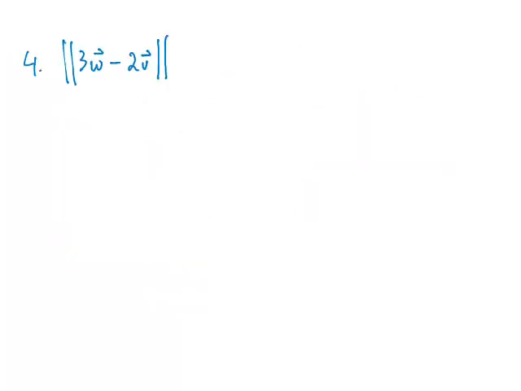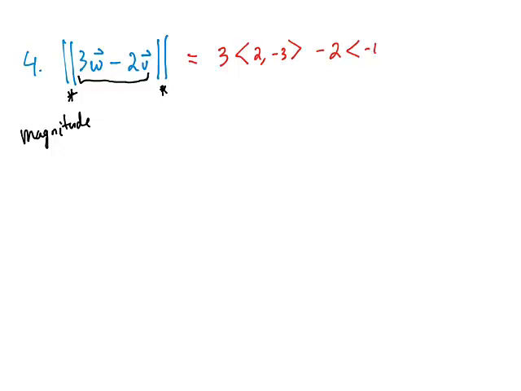And then this fourth one is slightly different. These are like two absolute value symbols. What that means is we want to find the magnitude of the vector inside here. So it's just asking us for the length of this vector. The first thing we're going to do is find what's happening inside the magnitude symbol. So 3 times vector w, which is 2 comma negative 3, minus 2 times vector v, which is negative 1 comma 2. Working this down, I get 8 comma negative 13.